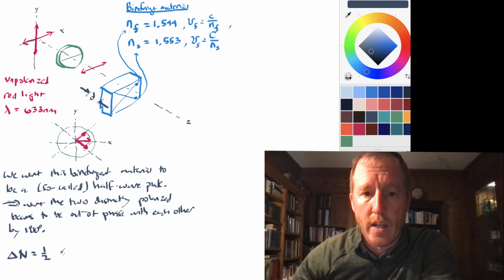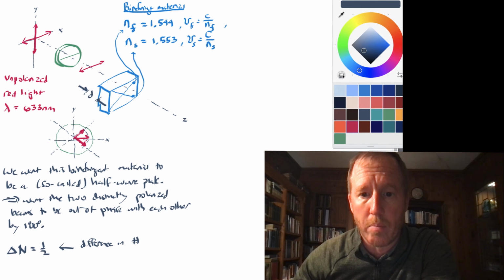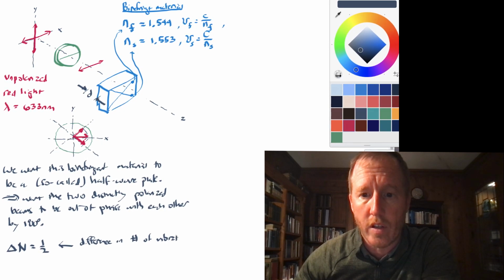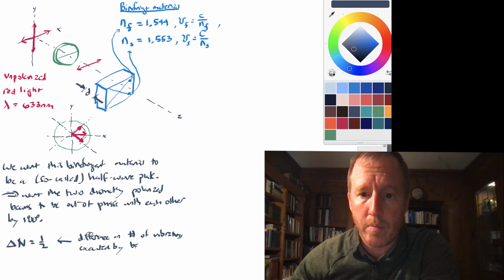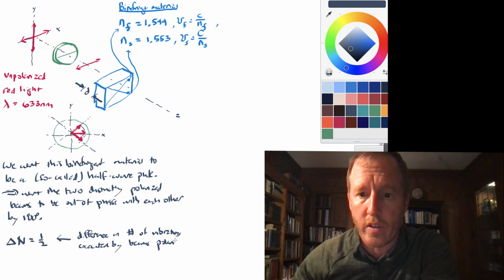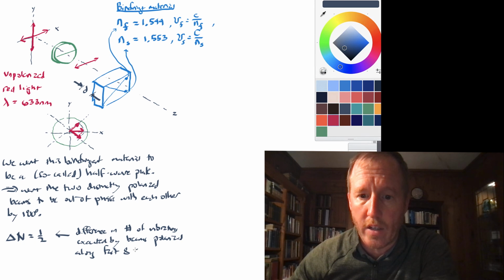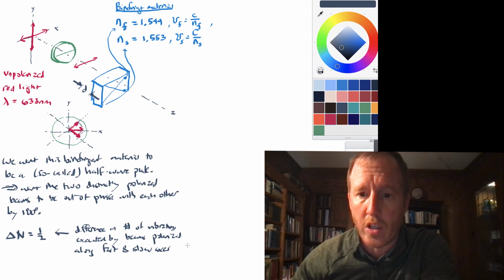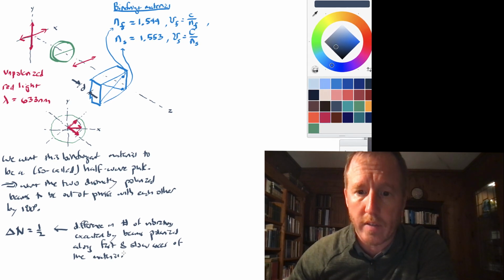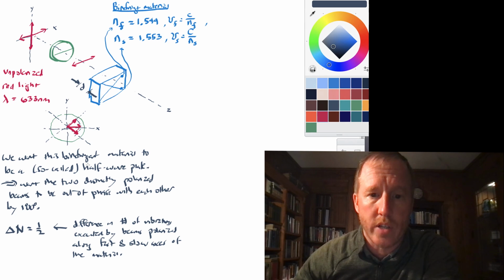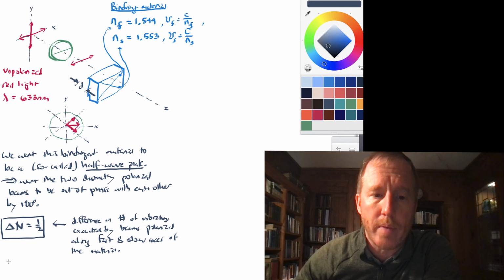Okay? So again, this is the difference in the number of vibrations executed by the beams polarized along the fast and slow axes of the crystal, or of the birefringent material. Okay, so that's kind of a stipulation that we're setting for this to be a half wave plate. That's the stipulation. What do we mean by delta n?